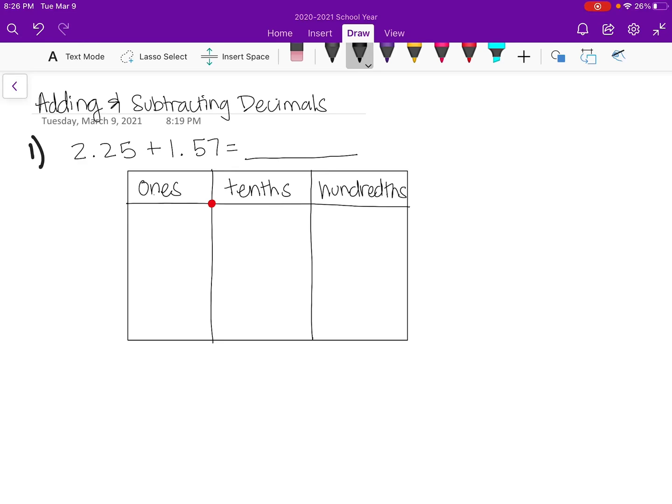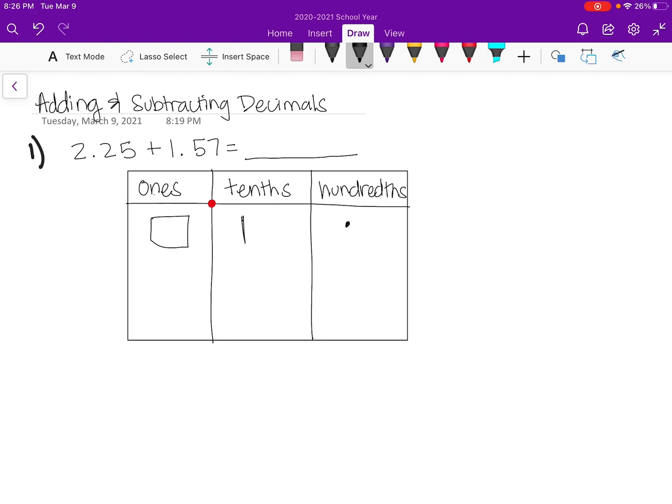Today I will be going over the adding and subtracting decimals review. So problem 1, the problem is 2 and 25 hundredths plus 1 and 57 hundredths. Now you can see that we are provided with a chart so we can draw pictures.